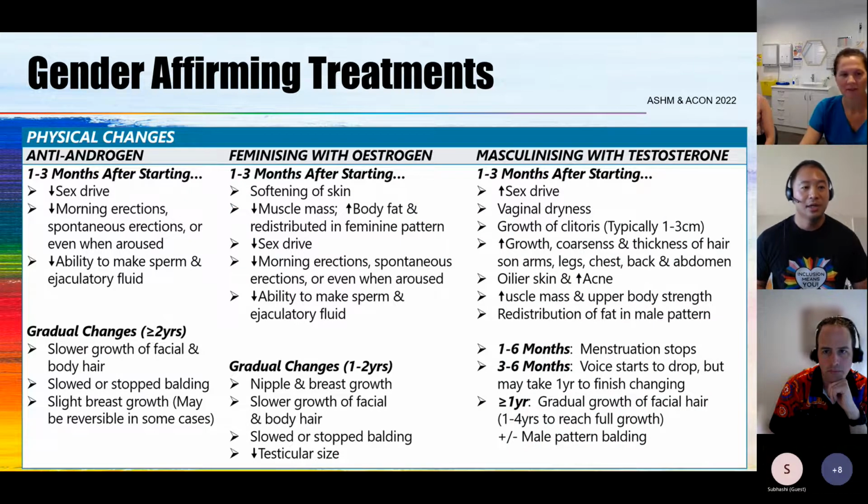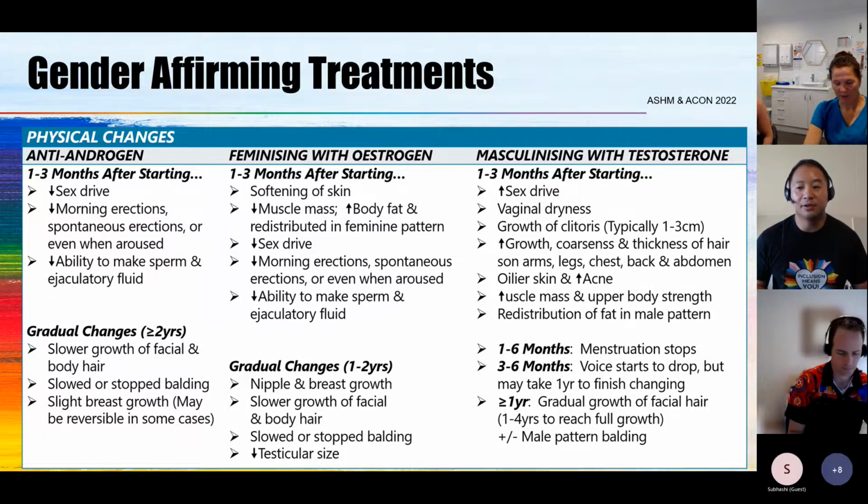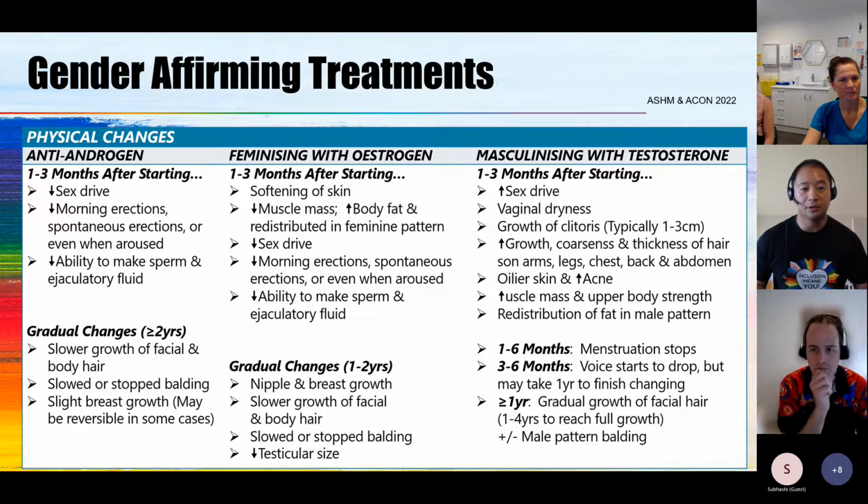With that in mind, what are the common features to expect when we start these hormones? If we are using hormonal blockers for people who are born male, transitioning to become female, these are the common features we look out for. If we are using feminizing hormones, once again for a person born male transitioning to become female, these are the common changes we would expect to see, and in those time frames. And here we can also see the masculinizing hormones for people transitioning from female to male.